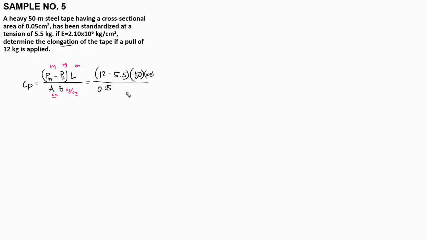So, yung elasticity is 2.1 times 10 raised to 6 kilogram per square centimeter. So, square pa rin. Basically, mangyayari dyan, ito pareho to kasi isa lang siya. And then, yung meter dito, maka-cancel yung kilogram. So, distance per distance na lang, or distance na lang yung matitira.